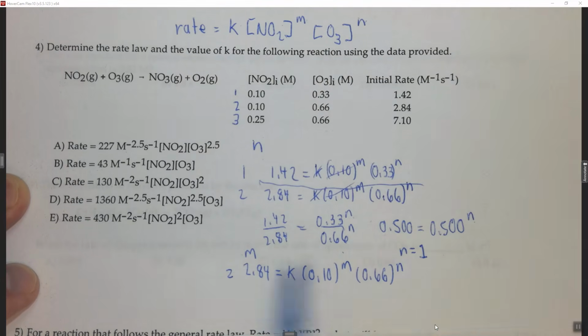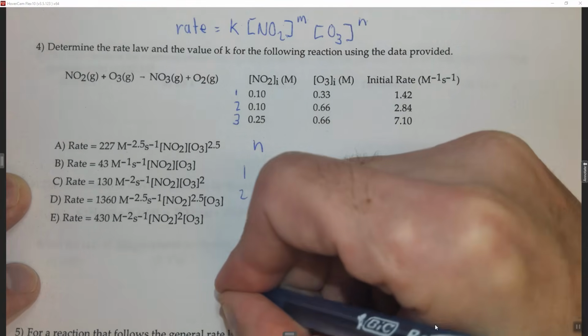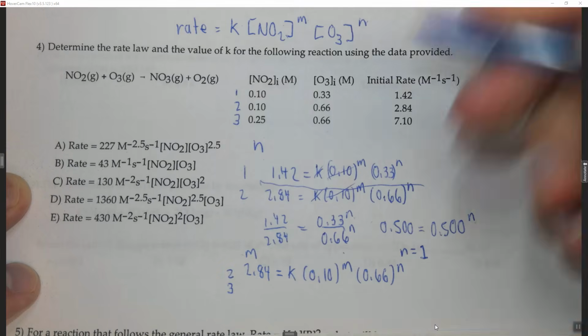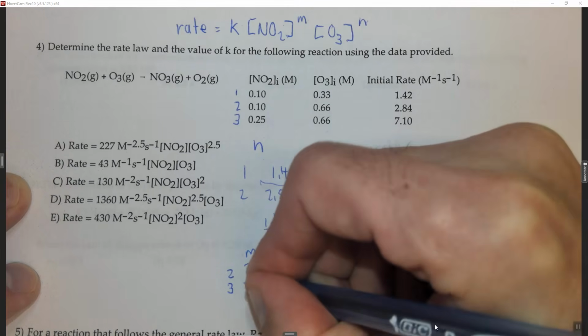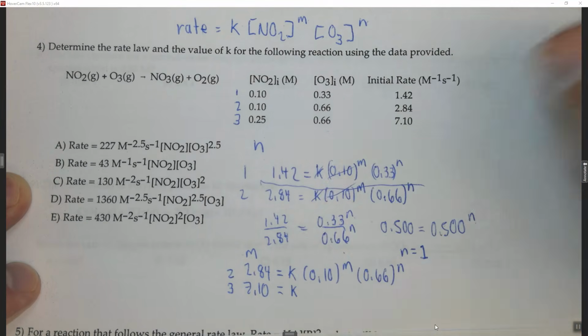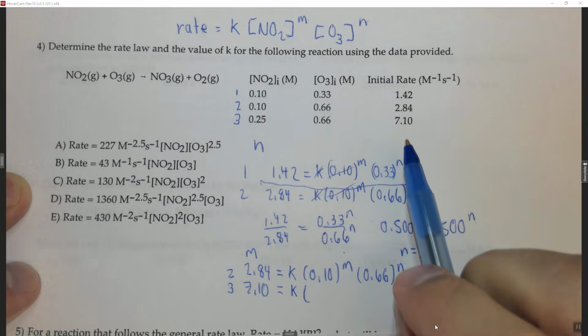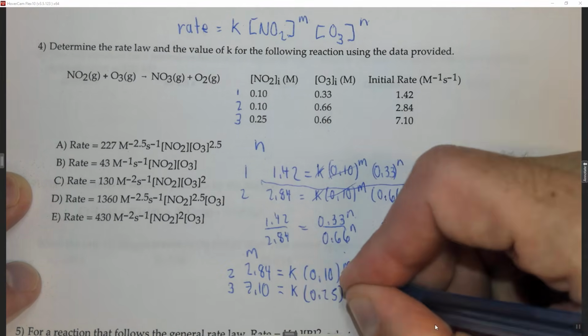And because these are getting long and complicated, I'm not putting units in here. Okay, you probably noticed that from before. I should have said it before. All right, for trial 3, do the same thing. Okay, plug in what you know. Well, I know the rate. It's 7.10, so I'm just plugging that in. I still don't know K, so I'm just going to put in a K. I know concentration of NO2, it's now 0.25 to the m.